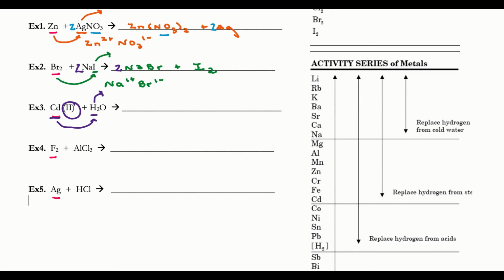So cadmium is gonna kick out hydrogen, so it will form a compound with oxygen. Cadmium has a 2+ charge, oxygen has a 2- charge. When I cross my charges, keep in mind you get Cd2O2, but you've got to simplify that, so it's going to just be CdO, okay?